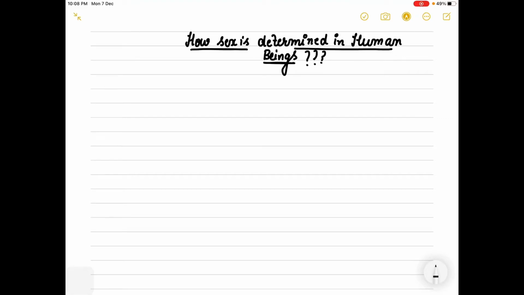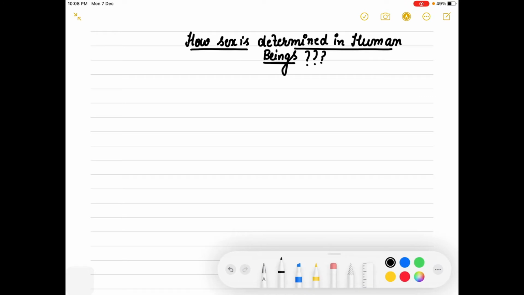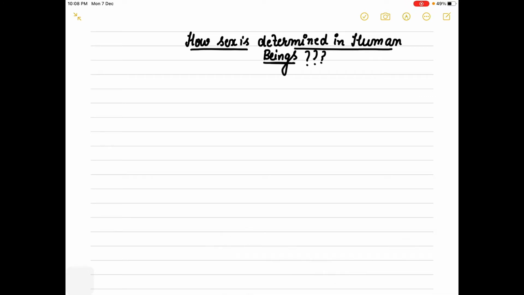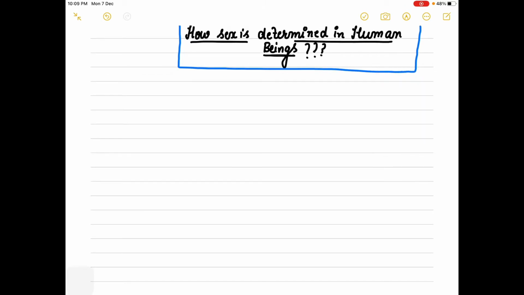So, here we are on our last topic from the chapter Heredity and Evolution, that is how sex is determined in human beings. We have discussed Mendel's laws, that is the law of dominance, right? And we discussed the law of independent assortment as well as the law of segregation with the help of two crosses, that is the monohybrid and dihybrid cross. So that is our last topic from the chapter, how sex is determined in human beings.